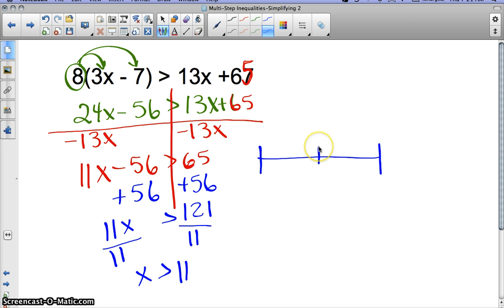Number line, point in the middle. Number we care about, circle. Open or closed? Well, let's find out. Is 11 greater than 11? That is a false statement, so we leave it open.